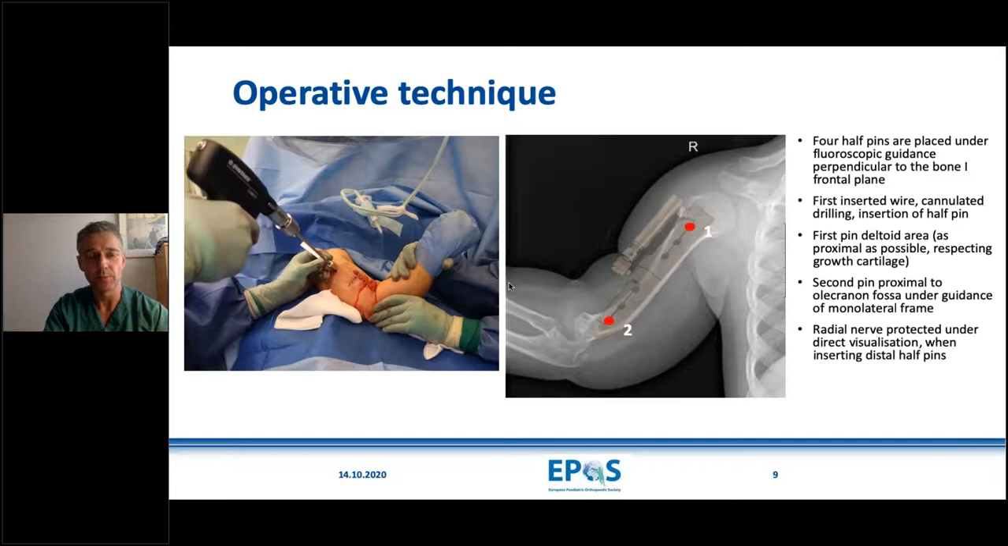Then we would temporarily close the wound and we would start to insert the first pin, which is as proximal as possible, but without injuring the proximal physis. Then we would use the fixator in order to place pin number 2, which is just proximal to the olecranon fossa.